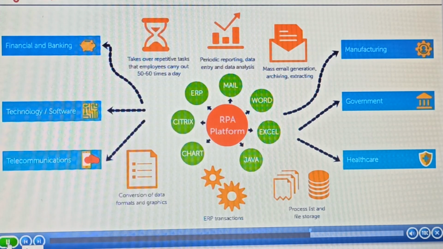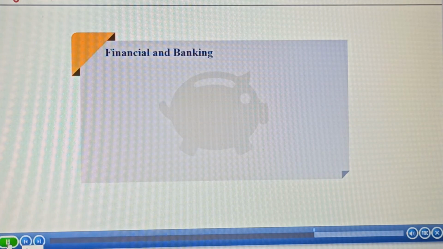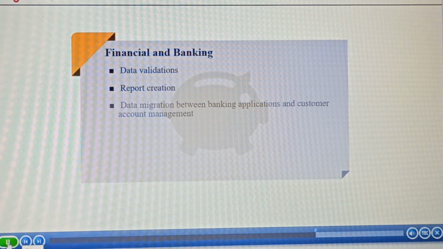Maria then moves on to highlight the industry use cases and some of the specific business processes in each industry that are benefiting from RPA. For instance, in the financial and banking industry, RPA is being extensively used for data validations, report creation, and data migration between banking applications and customer account management.